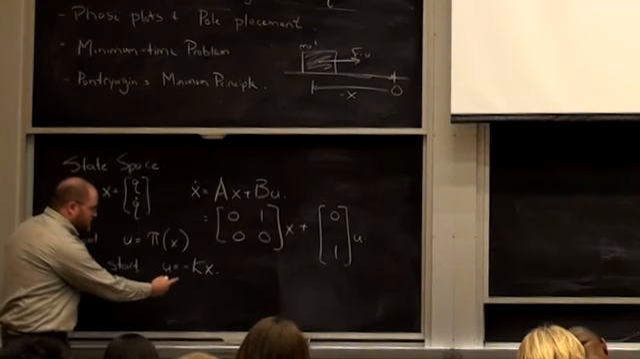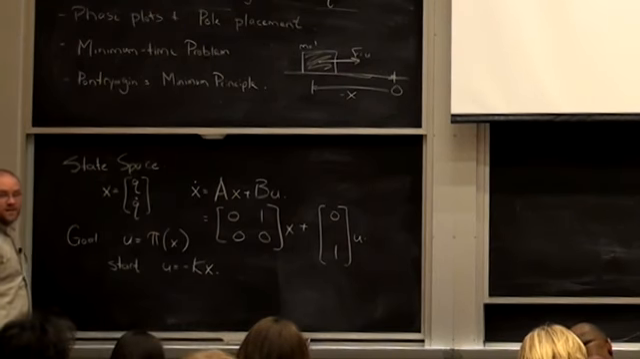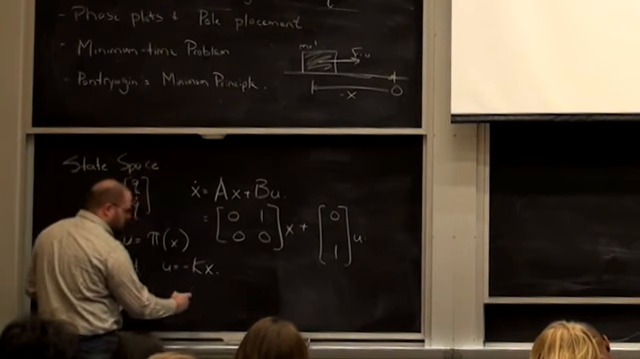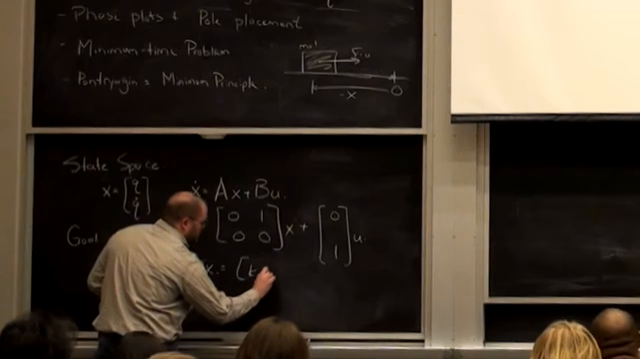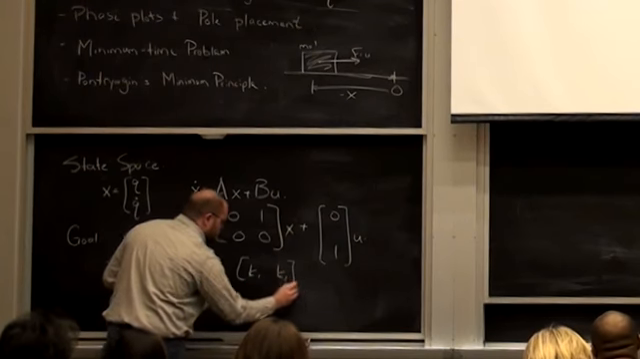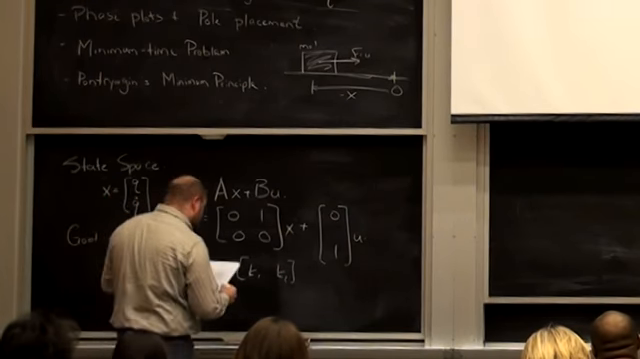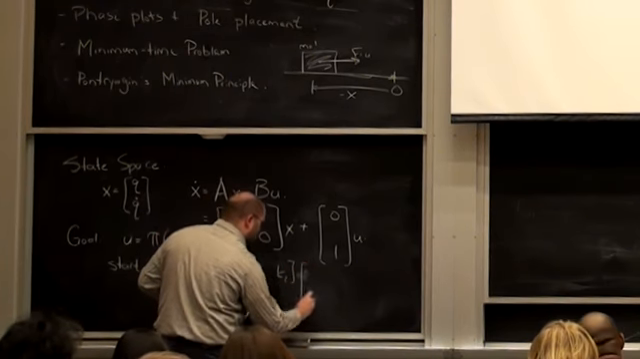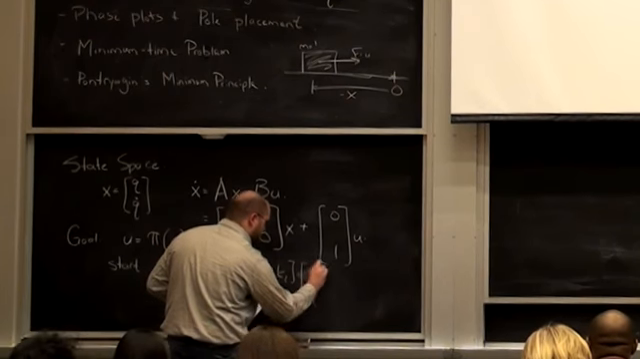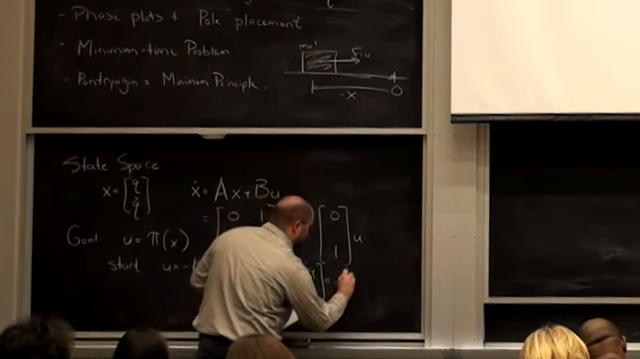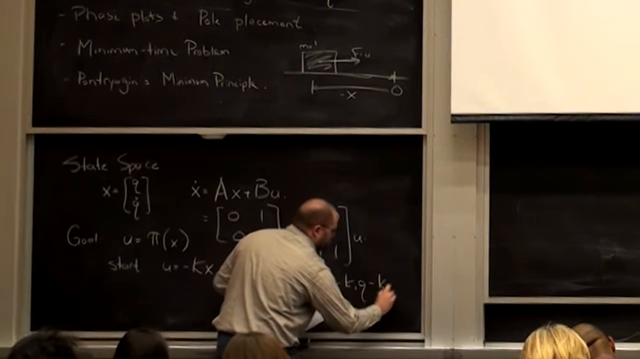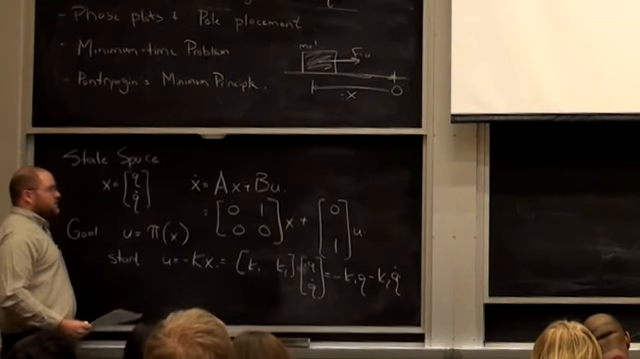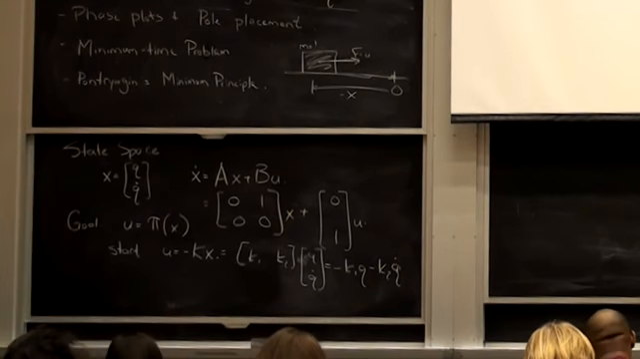Well, actually, what is K in this case? 1 by 2, right? So it's going to be [k1, k2] times x, which is my [q; q dot]. Equivalent to saying u equals negative k1 q minus k2 q dot. So many of you will recognize this as a proportional derivative controller form. Okay.